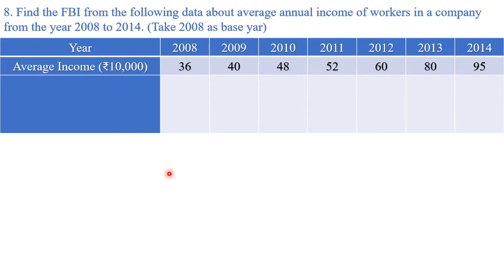That is 36,000, 3,60,000 rupees, 4 lakh rupees, 4 lakh 80,000. In short, 36, 40, 48, 52, 60, 80 and 95. These are the values. You need to calculate the fixed base index.